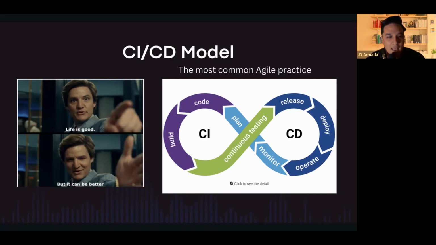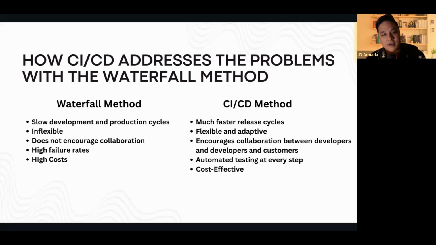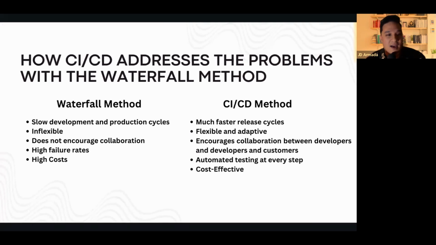So how does CI/CD specifically address the problems with the waterfall method? First, CI/CD offers much faster release cycles because it focuses on a lot of automation. So teams can release software a lot more frequently without having to wait for that long sequential process. This allows developers to respond quickly to customer needs.